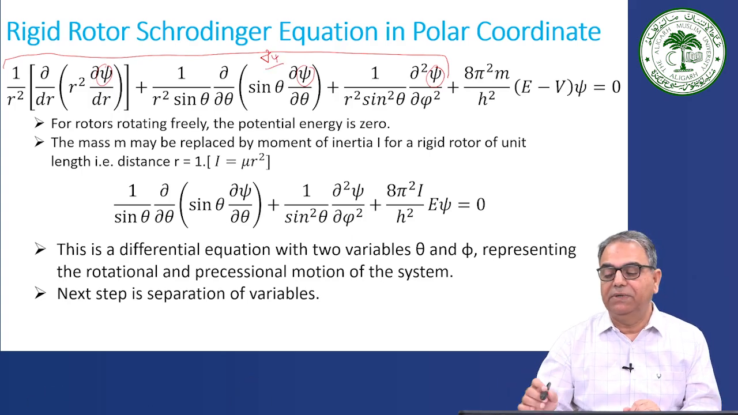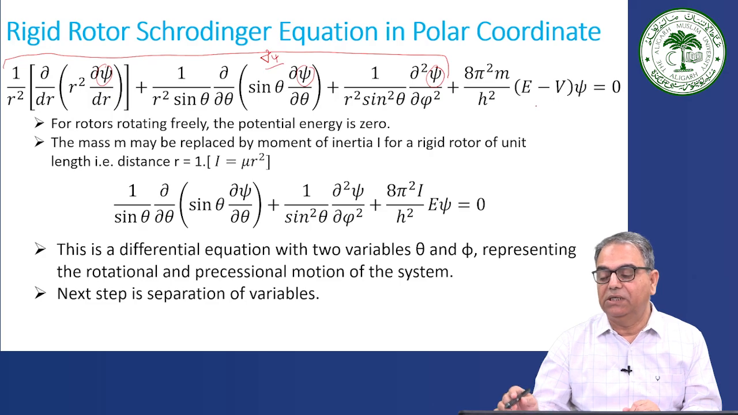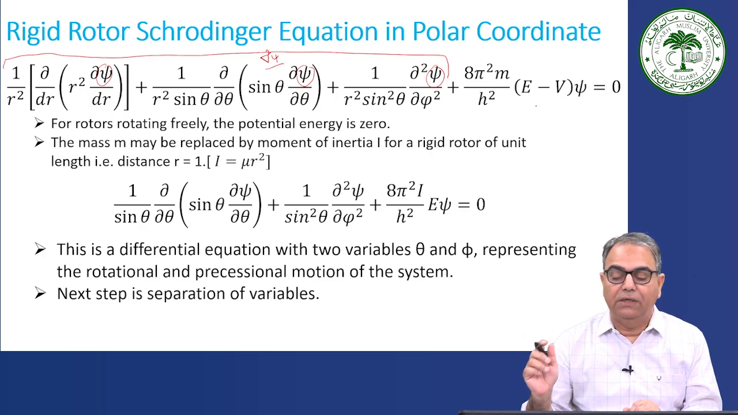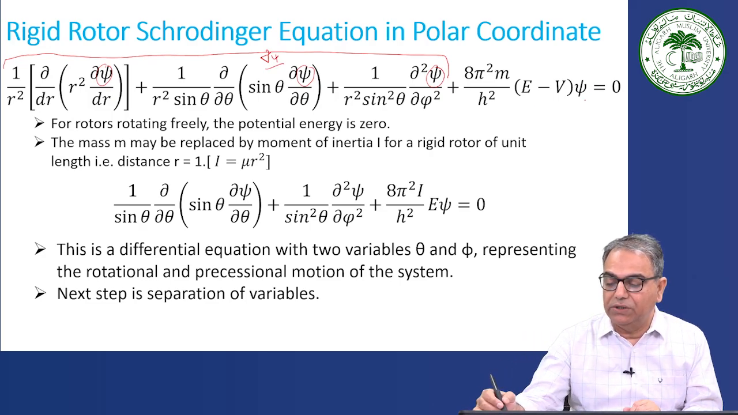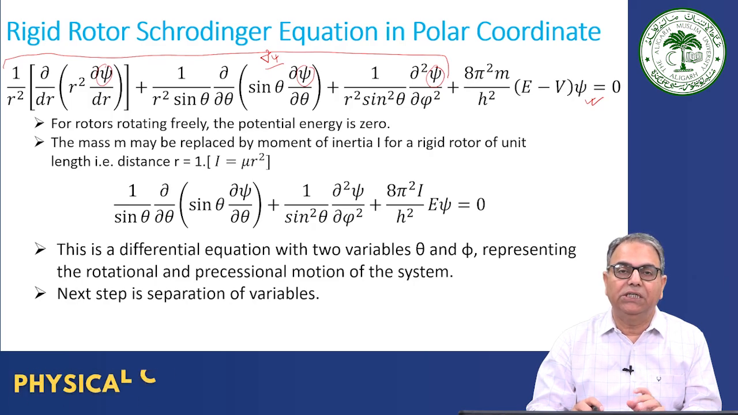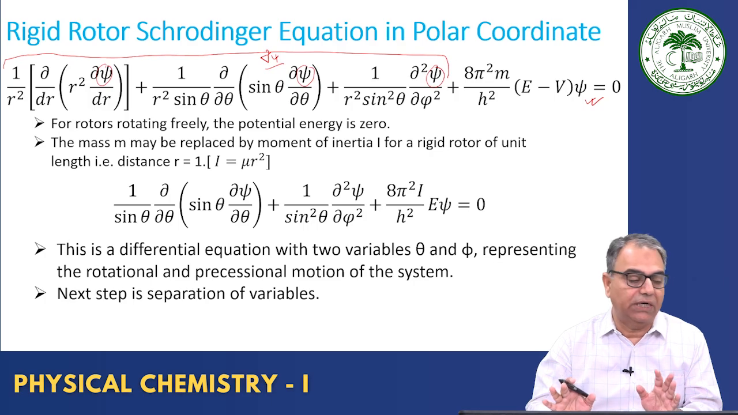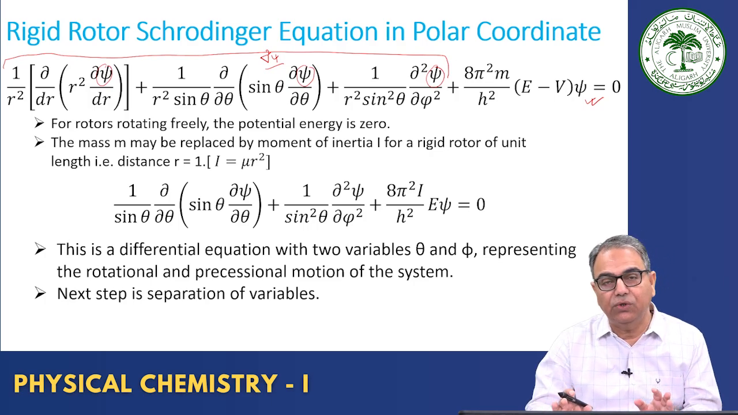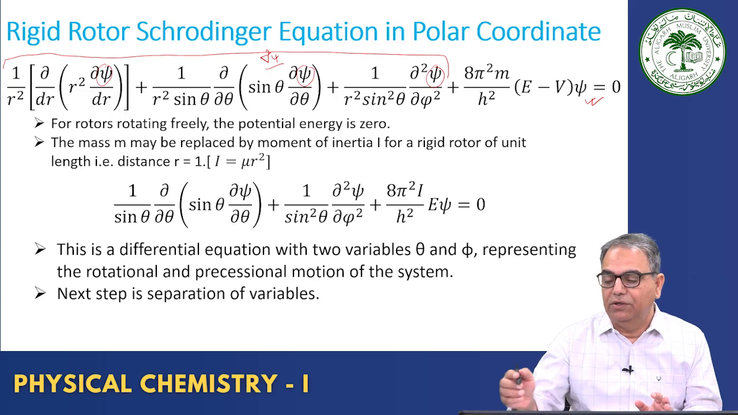Plus the rest of the thing remains the same, 8 pi square m by h square (E minus V) psi is equal to 0. Now, if this is your Schrodinger wave equation, and you have to apply it for the rigid rotor, then the first thing you suppose is that the rigid rotor is rotating in its plane freely without any force acting on it. And if that is so, then the potential energy will be 0. So, this part will become 0.